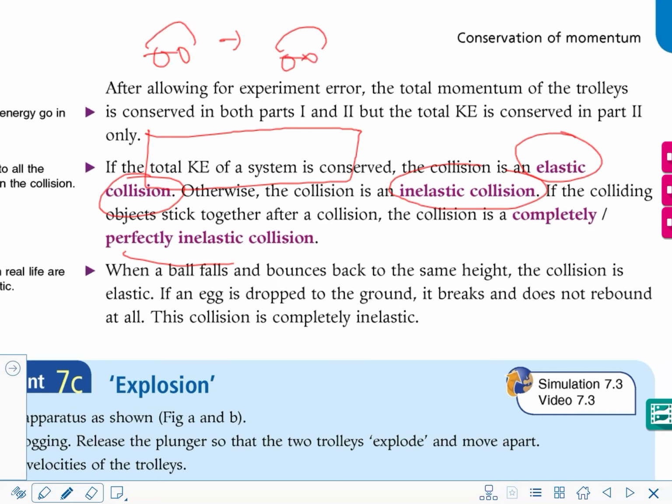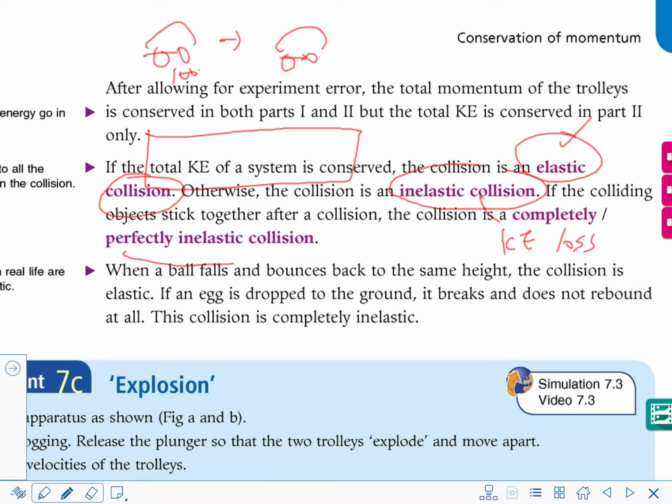Okay, so if in this collision the total KE of the system after the collision is conserved, that means the total KE of the system is unchanged. That means low energy loss during the collision. We will say this is an elastic collision. Otherwise, if there is a KE loss of the system, we will say this is an inelastic collision.